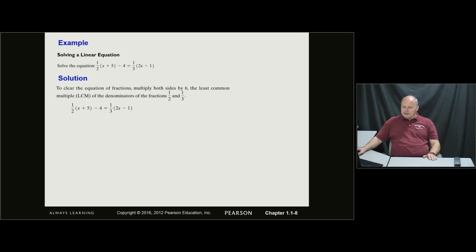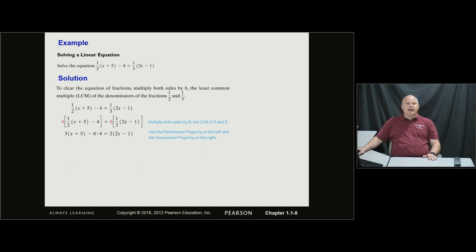To clear the equation of fractions, you multiply both sides of the equation by 6, which is the least common multiple of the denominators, which I call the LCD, least common denominator, of the fractions 1/2 and 1/3. If you look at the 1/2 at the beginning of the left side and the 1/3 at the beginning of the right side, the common denominator is 6. So we'll multiply both sides of that equation by 6. And that's illustrated here in hot pink, or red.